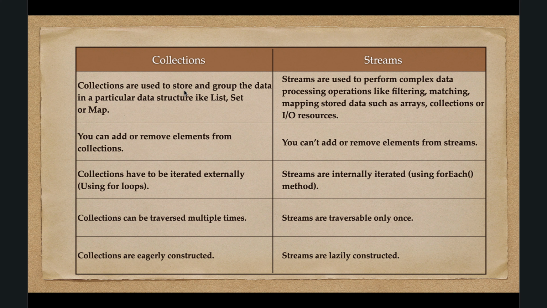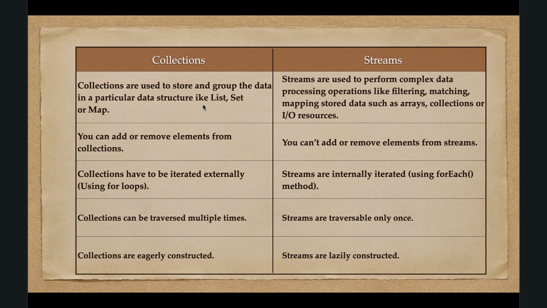Collections are used to store and group the data elements in a particular data structure like list, set or map. As we know, we use a collection to store and group the data elements, right? On the other hand, streams are used to perform complex data processing operations like filtering, matching, mapping on the data, and we create a stream from different sources like arrays, collections or input-output sources.